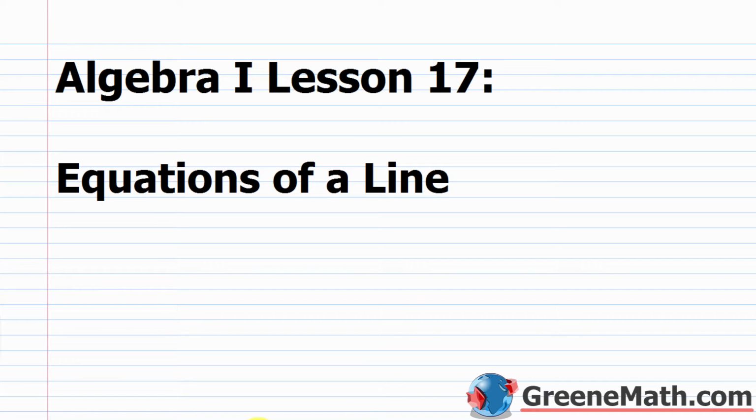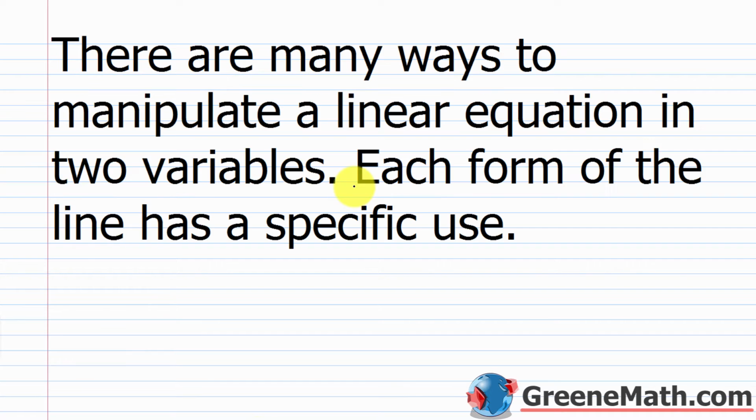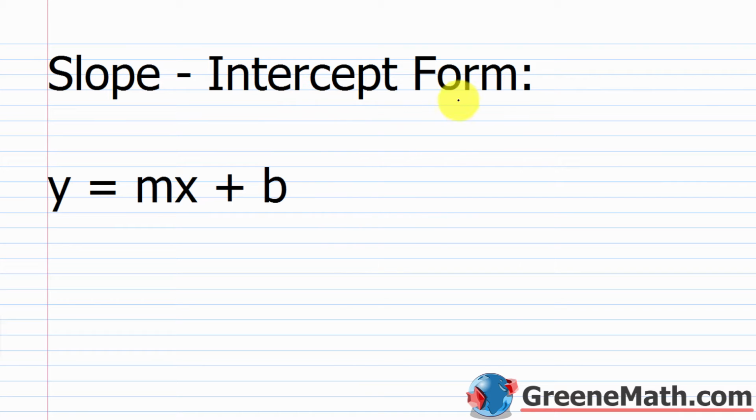In this video, we're going to learn about equations of a line. As we continue in this chapter on linear equations in two variables, we're going to now see that there are ways to manipulate a linear equation in two variables, and each form of the line has a specific use. The most immediate would be slope-intercept form, and this form of the line is very, very useful to us.